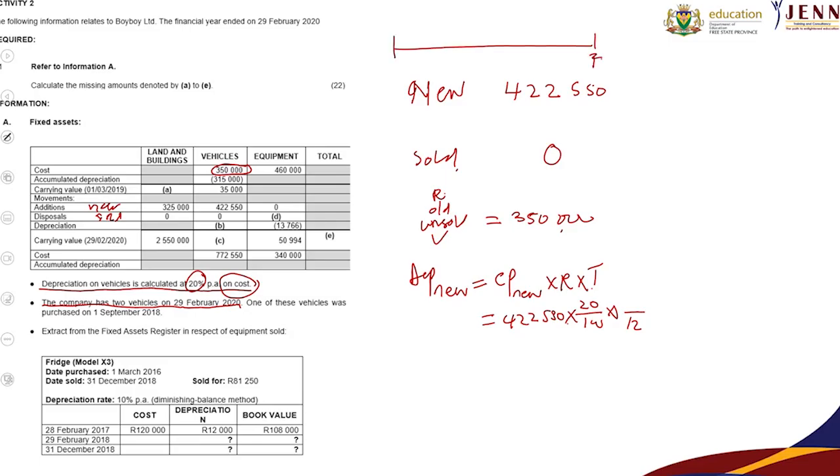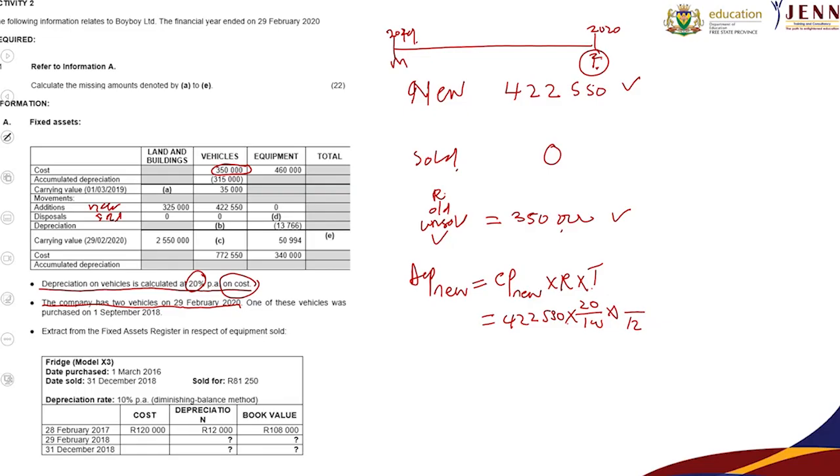That is February. The year started in March. This started in March 2019 and ends in February 2020. Here it's February 2020. That is at the end of the year. Now they are saying at the end of the year, they had two vehicles, which is old and new, right?